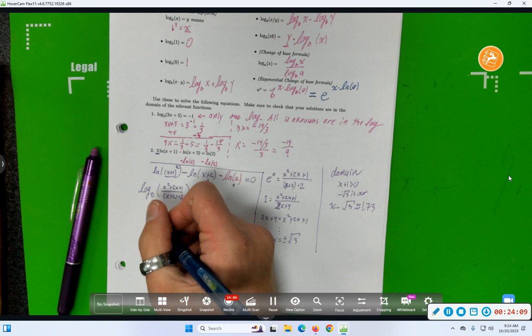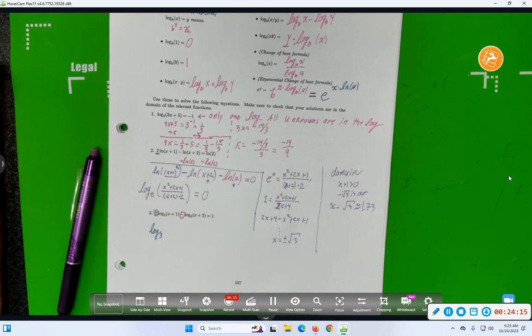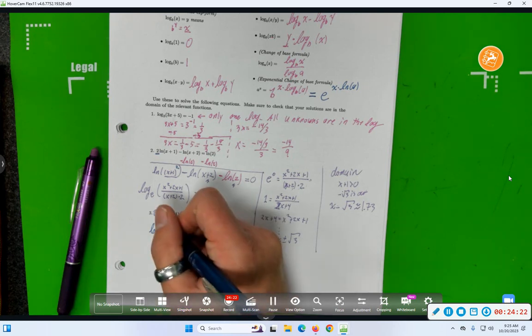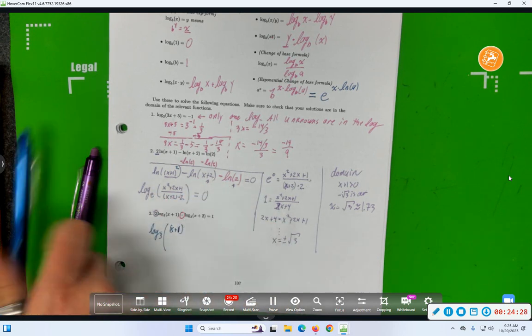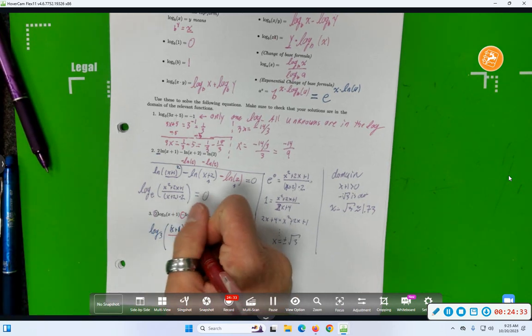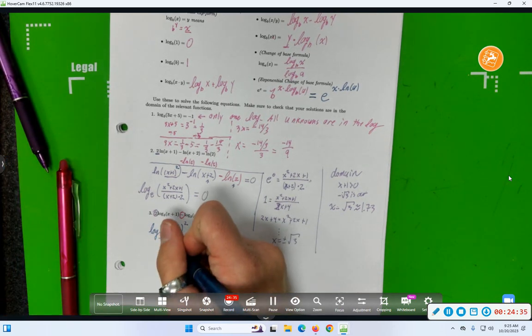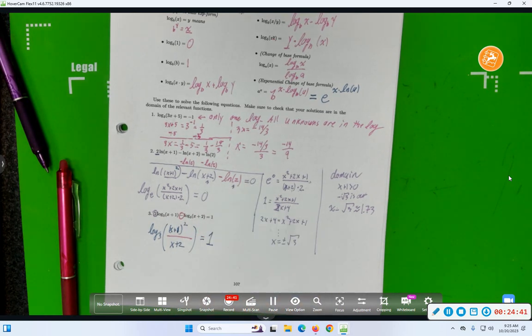I will get log base 3. Oh, let's make sure of this. Do all the logs have the same base? Yeah. If you have different bases floating around in your logs, then you might just be in trouble. Log base 3 of (x plus 1) squared, divided by x plus 2, equals 1. That seem okay? All right.